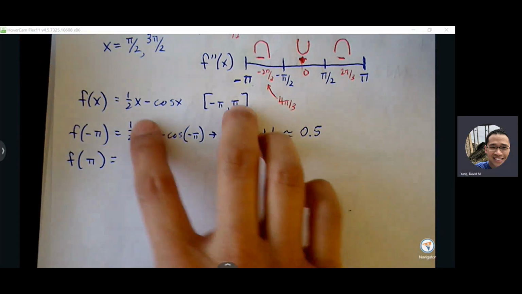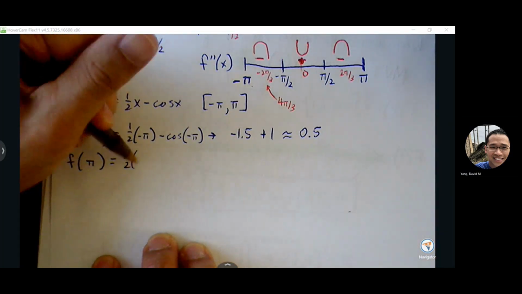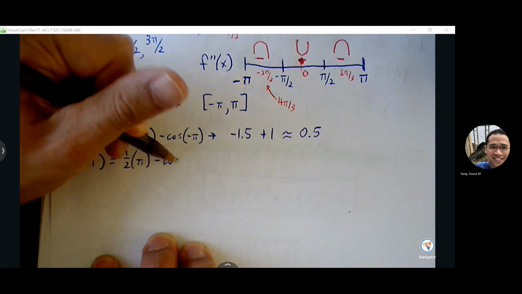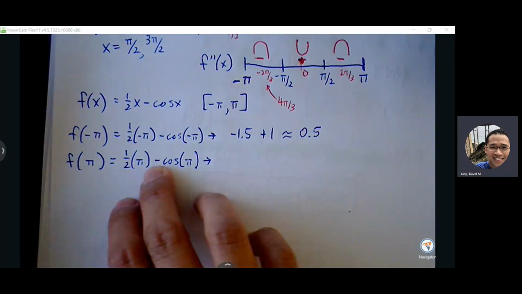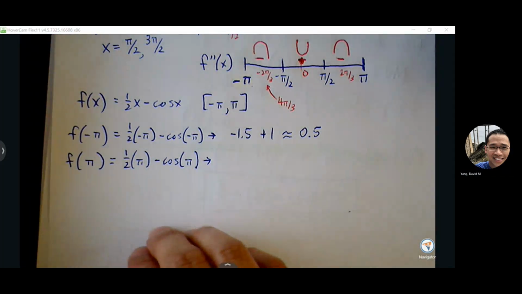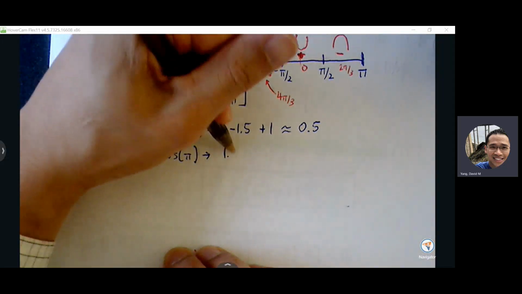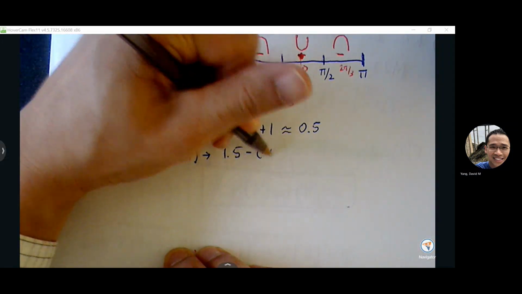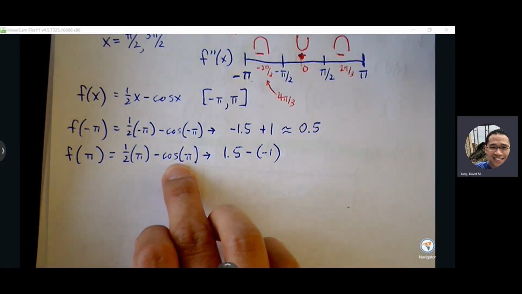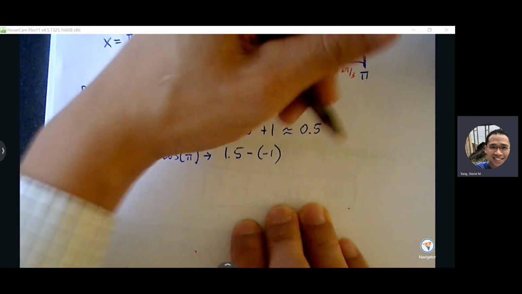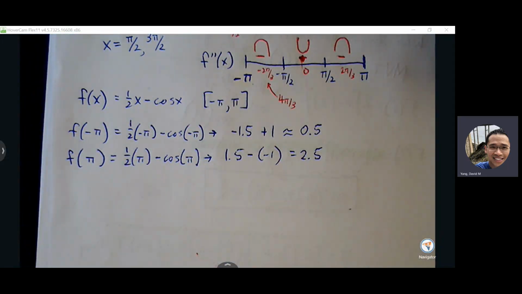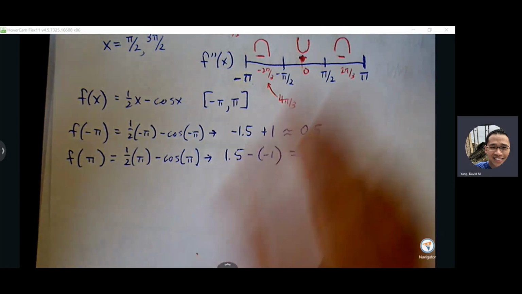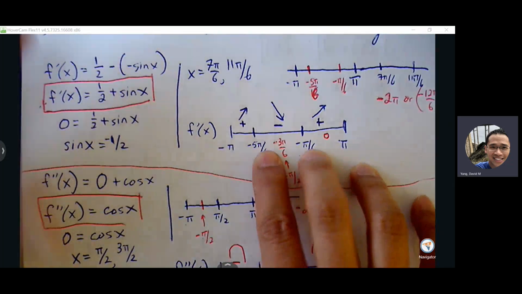The other endpoint is at pi, so put that in as well. Pi over 2, that's 3 over 2, treating pi like 3, which is 1.5. Cosine of pi is negative 1. Negative times negative is positive. 1.5 plus 1 is 2.5. So we know our graph is going to start at 0.5 and eventually make its way up to 2.5. The other two important points are relative max, relative min.